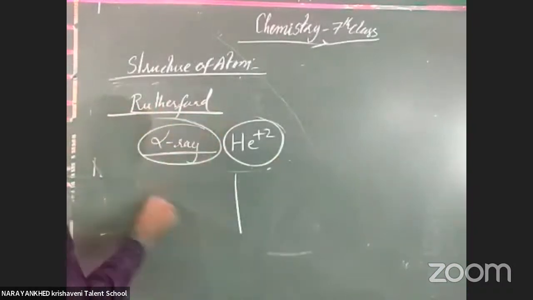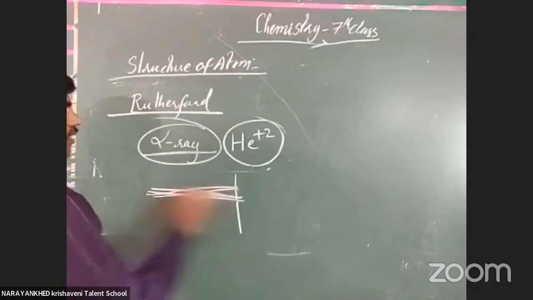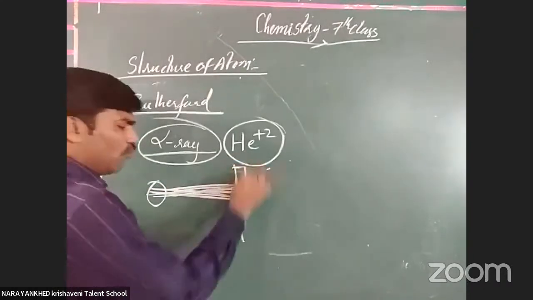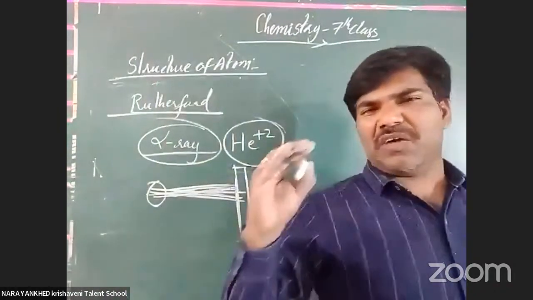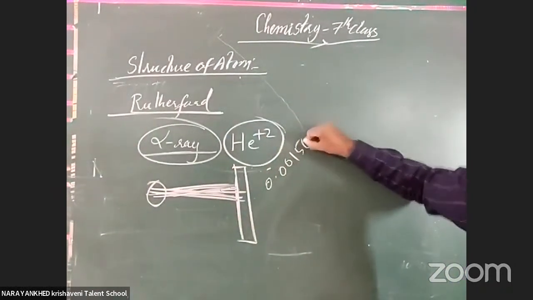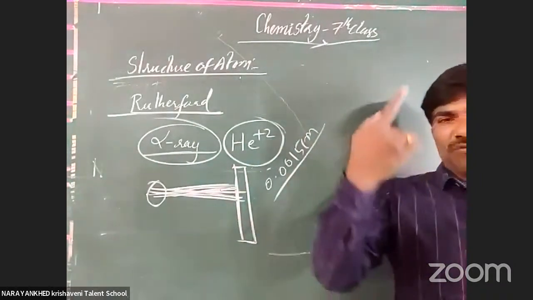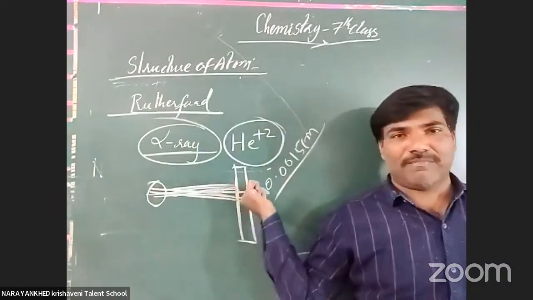This light beam, which is coming from the helium plus 2 source, will be centered on our gold foil. What is the gold foil nature here? Very, very thin. It has a cross-section of 0.0015 centimeter. That much small, thin foil is taken, and the rays are centered on it.